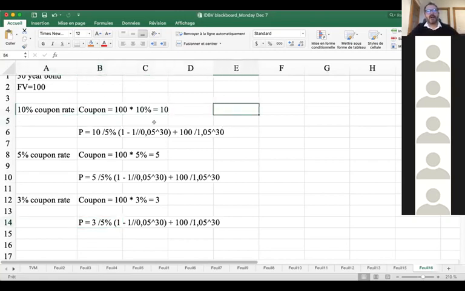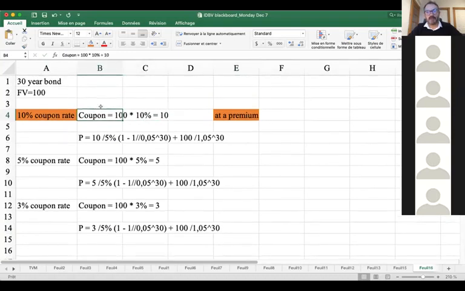So knowing this one, 10% coupon rate, I would like to see in the chat, does it give at a premium, at a discount, or at par? 10%. So premium for the first, okay, so we have already some calculation by Kian at a premium, because the coupon rate is higher than the yield to maturity, because the yield to maturity is 5%, okay. 5% coupon rate, so it's at par.